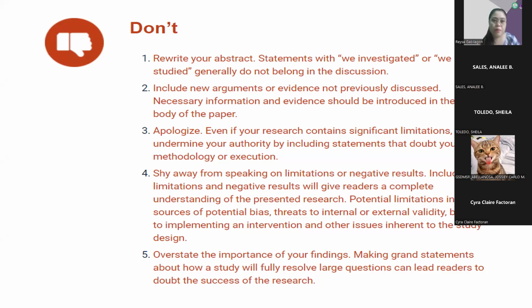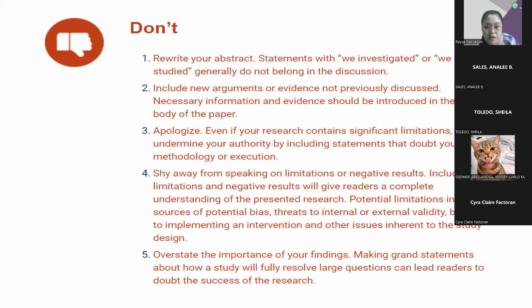Okay? And then do not apologize. Do not apologize if ever you have negative results or you have limitations in your study. There are really limitations, but it's not your fault naman. For example, yung example ko kanina, na hindi pumayag yung ibang hospitals, it's not under your control. So do not apologize in the discussion section if you have limitations in your study.